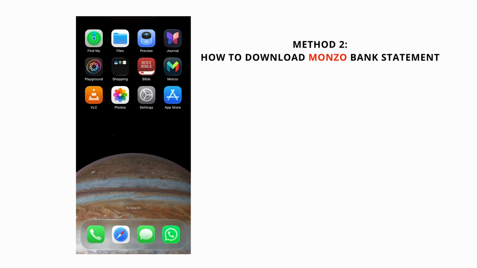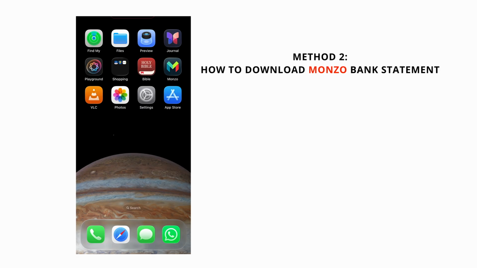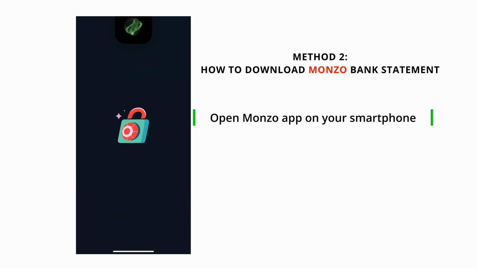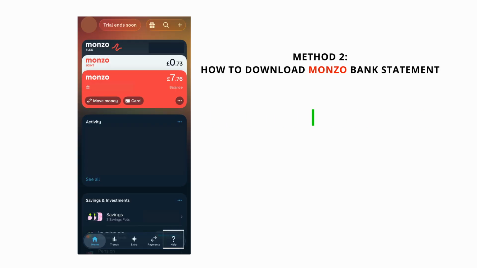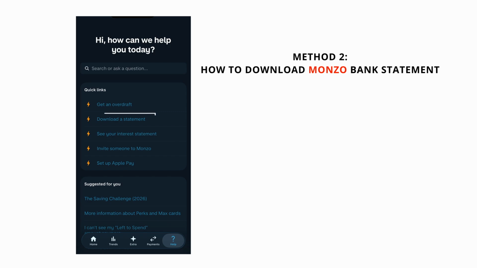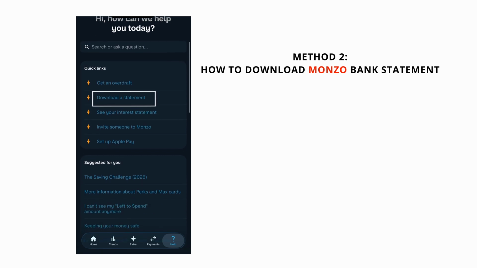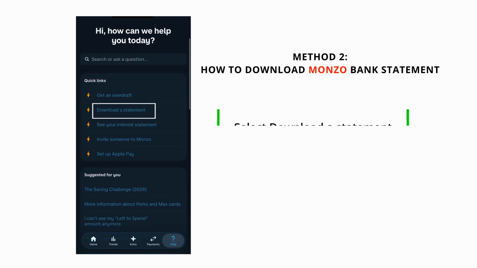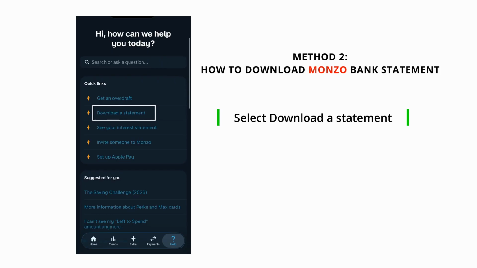Now for method 2, via the Help section. Open the Monzo Bank app again. This time, look at the bottom of your screen and tap Help. It's on your right hand. Once you're in the Help section, look for Download a Statement under Quick Links.